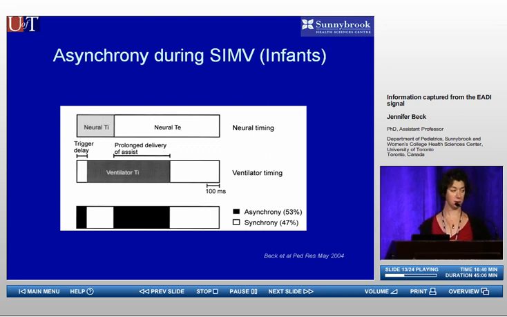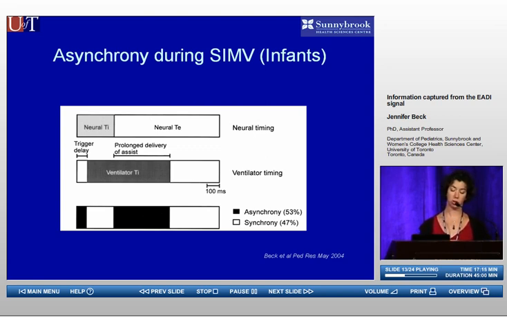I must say that this is an SIMV mode, so that means that the ventilator TI is time cycled. And in this unit where I was working, they were setting the TI to 700 milliseconds. So just by monitoring the diaphragm electrical activity, we were able to show them that this was too long. So I thought that that was very interesting. And when you compare the entire breathing cycle here, you can see that 53% of the breathing cycle is asynchronous and 47% is synchronous. And this is for a group of 12 babies on SIMV.